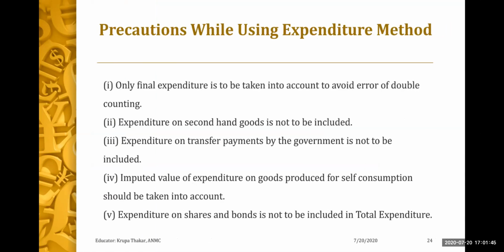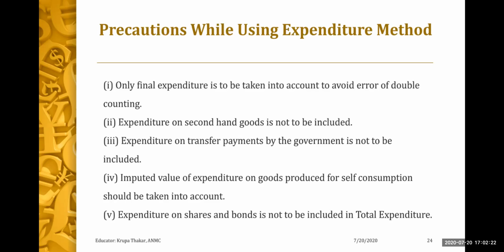Now again, there are certain precautions while using the expenditure method. Only final expenditure is to be taken into account to avoid the error of double counting. Now you know what is double counting. When the same things are calculated twice, it creates an error in the calculation of national income. Like if we are adding the sale of goods and services of second hand goods again and again, then the real national income is not derived. So expenditure on second hand goods is again not included.